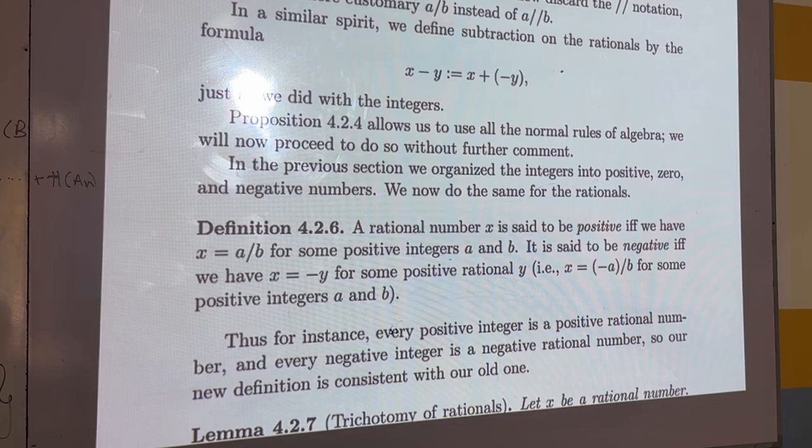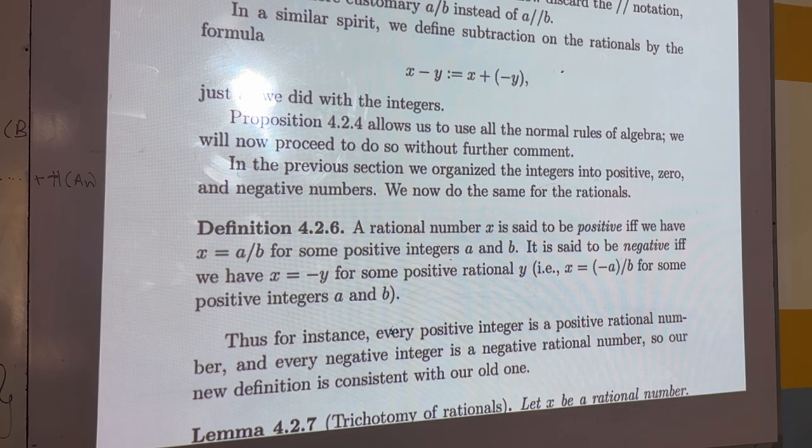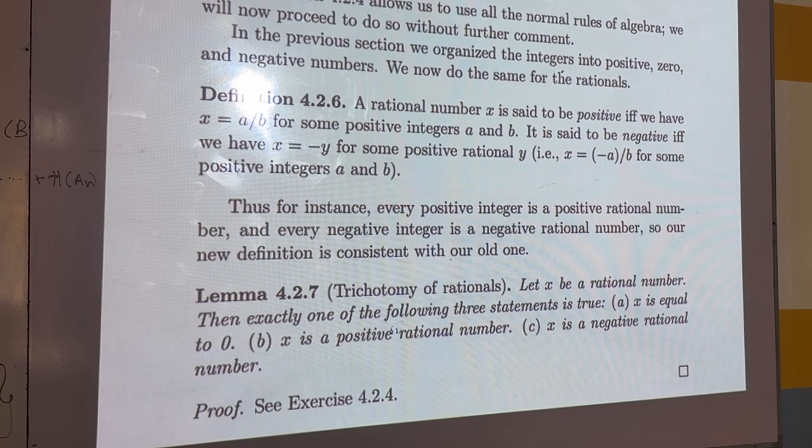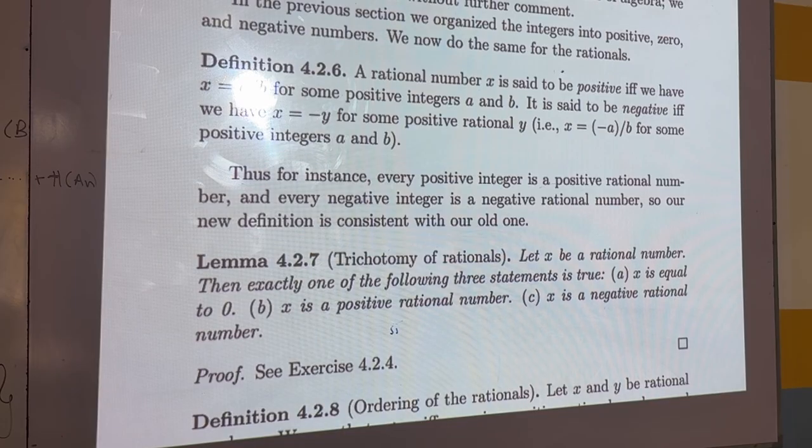Thus, for instance, every positive integer is a positive rational number, because every positive integer n can be identified with n over 1. Double line, single line, both are the same. And every negative integer is a negative rational number. So our new definition is consistent with the old one.